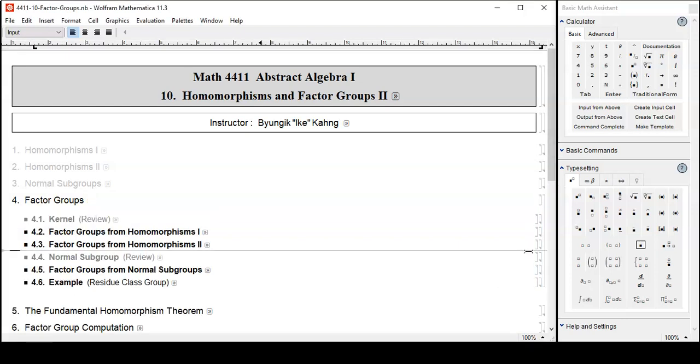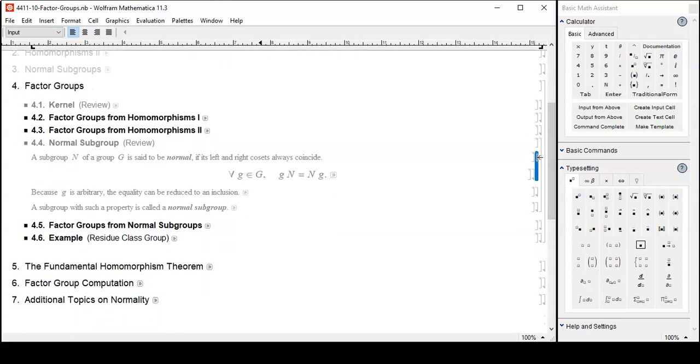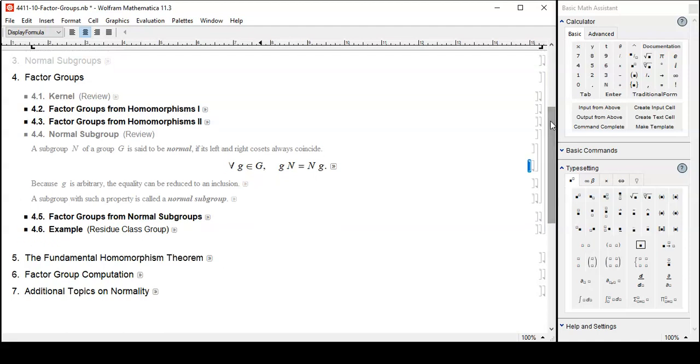We completed up to 4.3. That is, we established factor groups of kernels of homomorphisms. Now let's generalize that for arbitrary normal subgroups. In other words, subgroups with this property: the left coset and right coset are always the same.